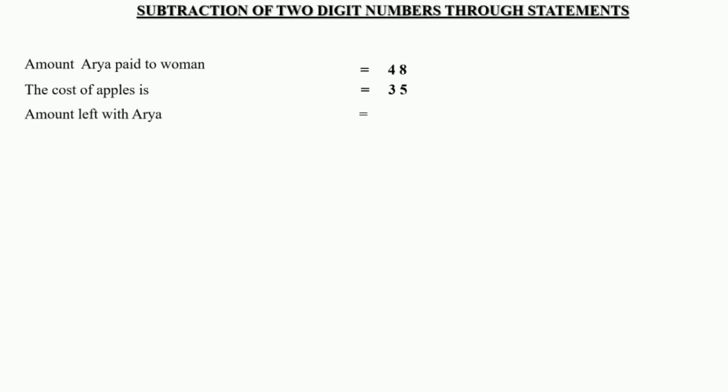Let's do it through statements. Amount Arya paid to woman is equal to 48. The cost of apples is 35. Amount left with Arya is equal to what? So firstly, we will place the subtraction sign at the left side of subtrahend. Now we will subtract in ones column. 8 minus 5 is equal to 3. Now in tens column. 4 minus 3 is equal to 1. So we will write 1 in tens column. So we see amount left with Arya is equal to 13.